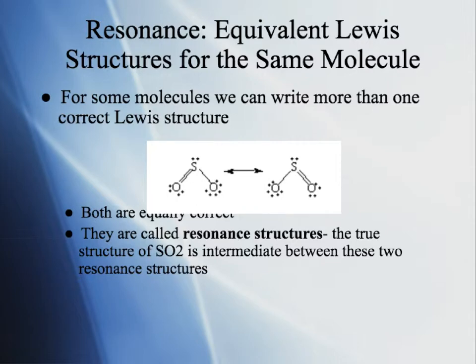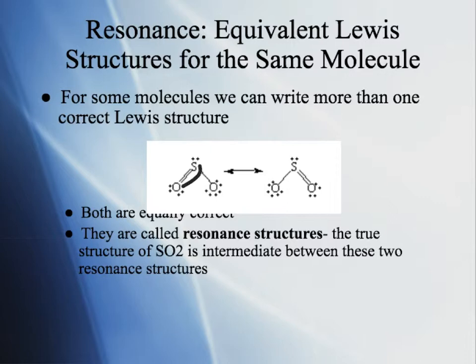All right, our very last topic for this lecture is resonance. Now, some molecules can have more than one correct Lewis dot structure. For example, here is SO2. For SO2, there's a double bond in it, but there's just one double bond.